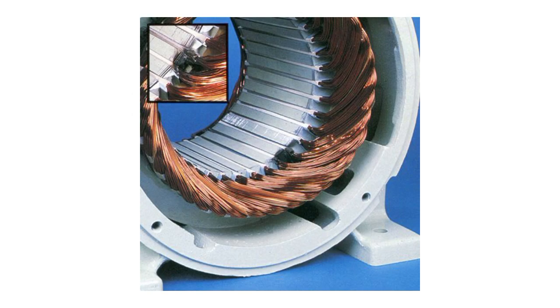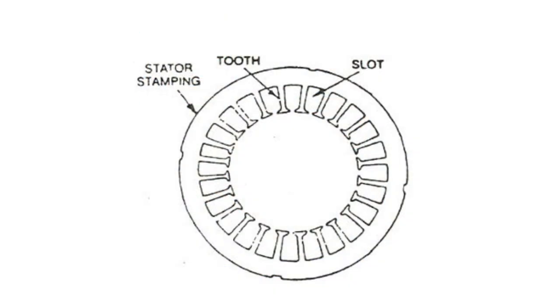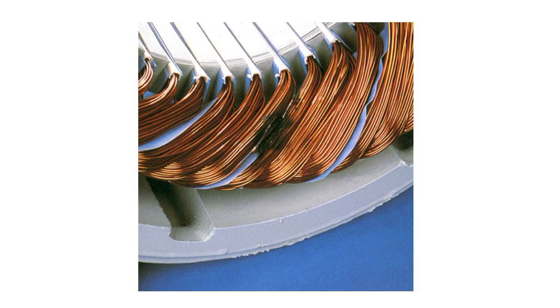There are several types of slots seen in a rotating machine. Open slots are open at the top, allowing easy winding placement. The second one is the semi-closed slot, which is partially closed and provides the same insulation and structural support. The third one is the closed slot, which is completely closed and often used in high voltage applications.